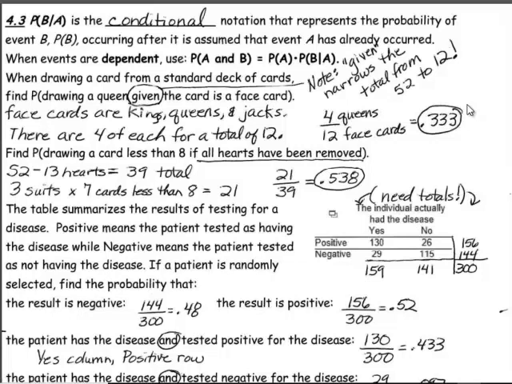So we can see that we have a total of 156 positive results out of the total of 300. 156 over 300 is how we would calculate that probability.